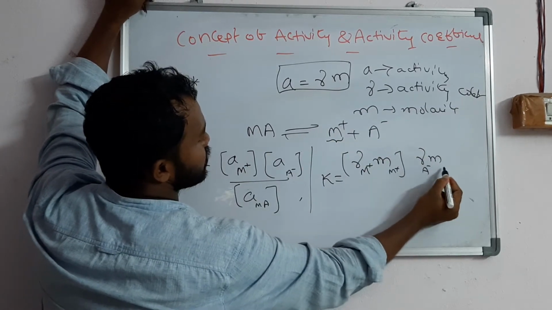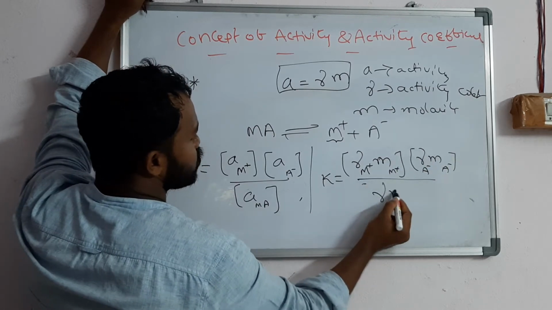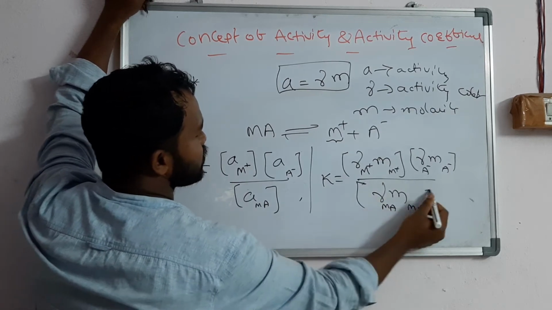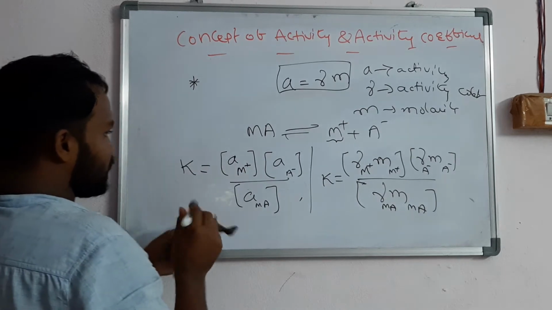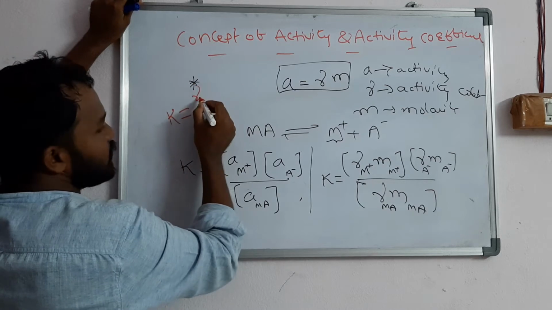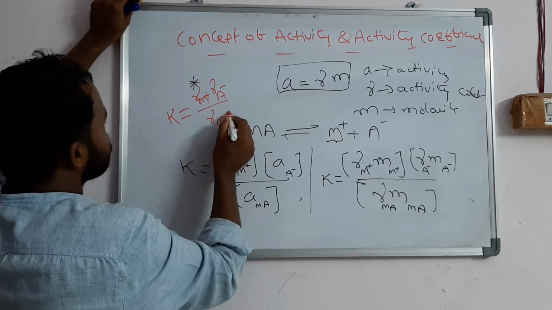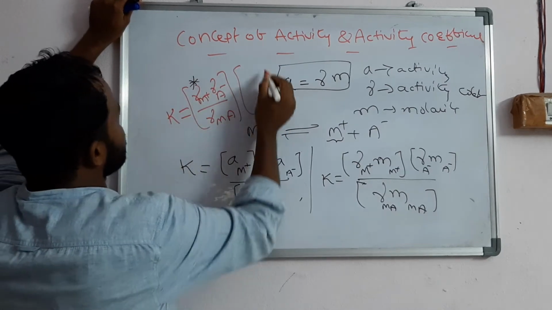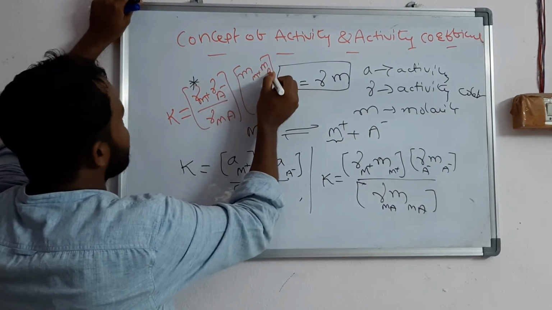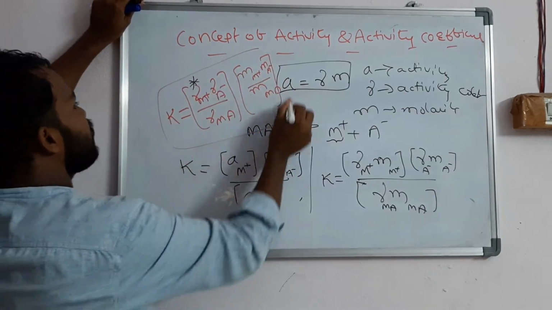After writing this, separate the terms, and you will get the final equation: the equilibrium constant K = γ of M+ into γ of A- by γ of MA, multiplied by another term, which is the molarity of M+ into the molarity of A- by the molarity of MA. This is the final equation.